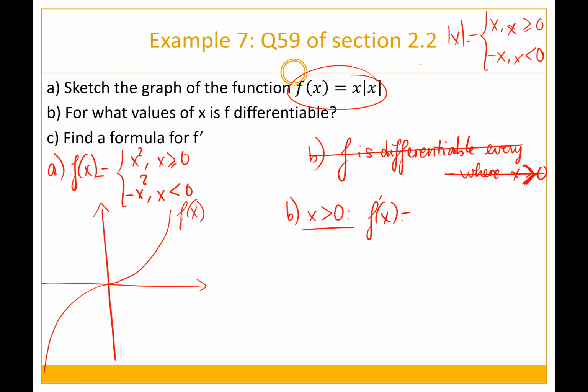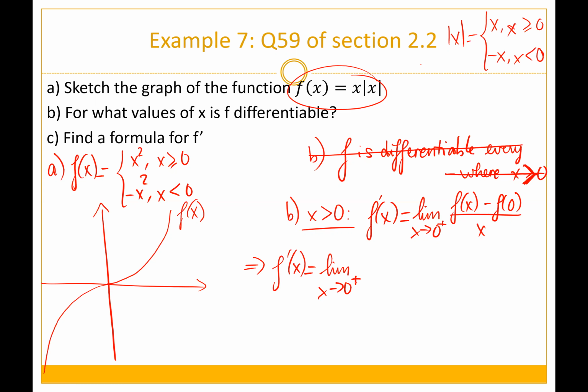f prime of x is the limit of x approaching 0, f of x minus f of 0, actually 0 plus, because it's on the right of 0. So f prime of x is going to be the limit of x approaching 0 plus of f of x, which is x squared minus 0, divided by x.